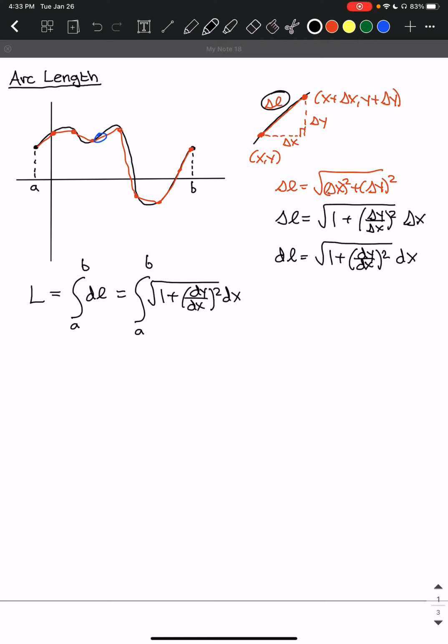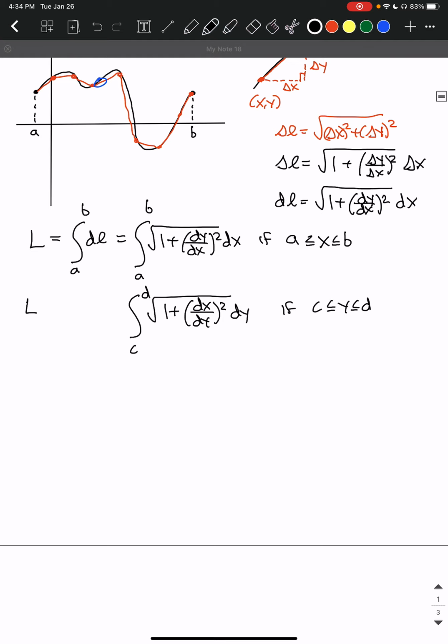And then the only thing that changes is if you decide to use functions of y instead. So x is equal to sine of y, for instance. Then what you do is you switch the variables around and you get your length is the integral from c to d of the square root of 1 plus (dx/dy) squared dy. This is if y is going from c to d, and this one up here is if x is between a and b. Okay, so depending on which variables you're given in the problem, you use either one of these forms, which are exactly identical, but switching the variables.